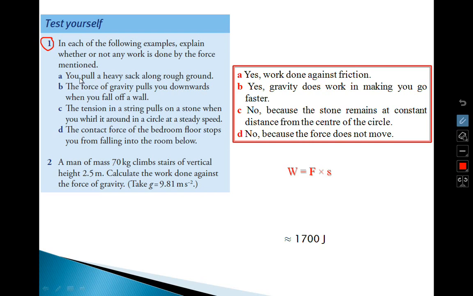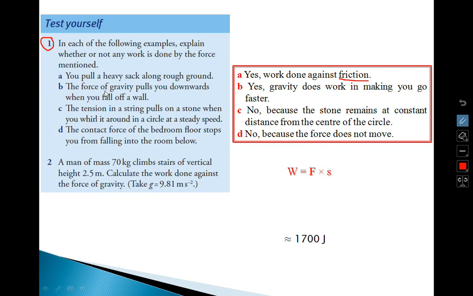Rough ground. So this one is what? A kind of work. Yes, it's work done here. So section A, yes, there is work done against what? Friction. There is work done against friction.